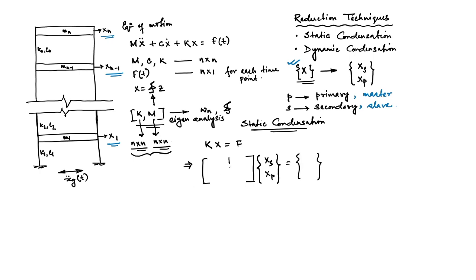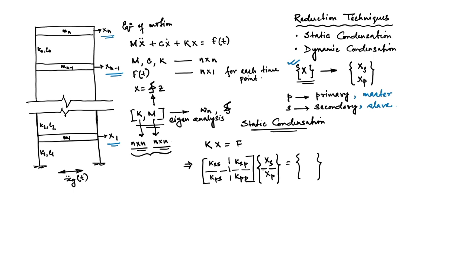Then we can partition the stiffness matrix K accordingly. So, this is KPP, KSS, then KSP, and then KPS.